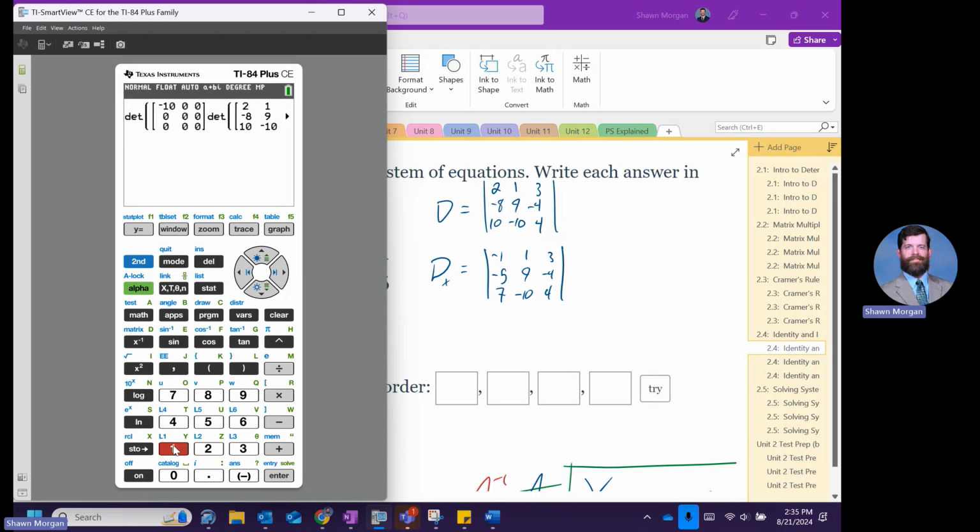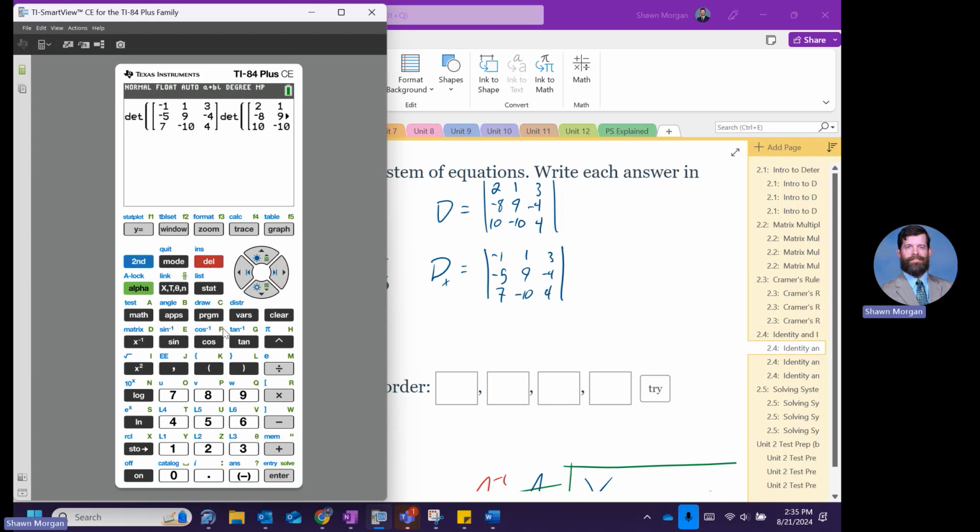So there's negative 1, 1, 3. Y'all see that? Look at what happened. That's why we double check things as we're typing. Negative 1, 1, 3, negative 5, 9, negative 4, 7, 10, 4. All right, now check that out.